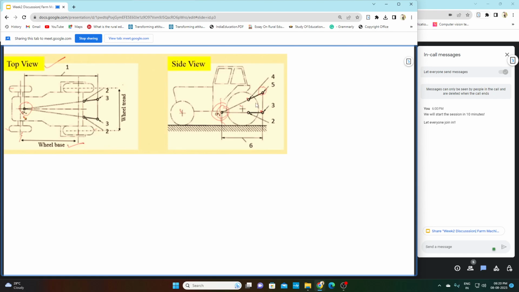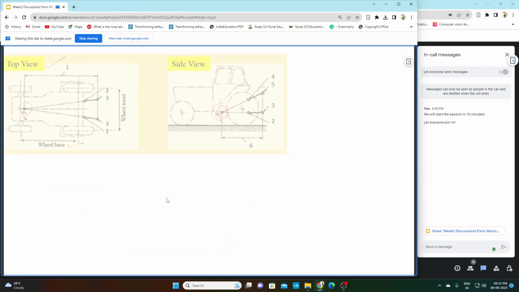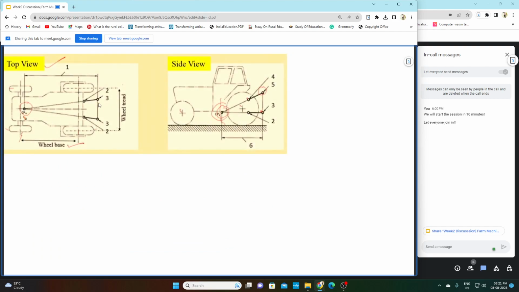And in the side view you can see again two hitches. This is the top link, and the bottom one represents the two lower links, because we are viewing it from one side. So in the tractor there are three links: one top link and two lower links. Okay, a three link system. That is why we talk about the 3-point hitch system. So this is the tractor and hitch.